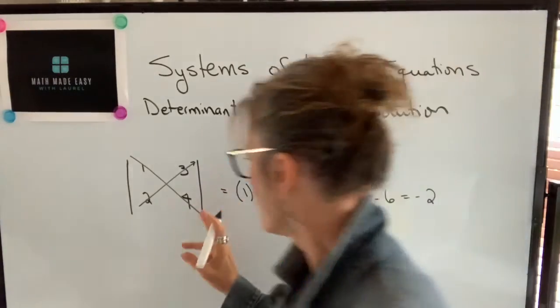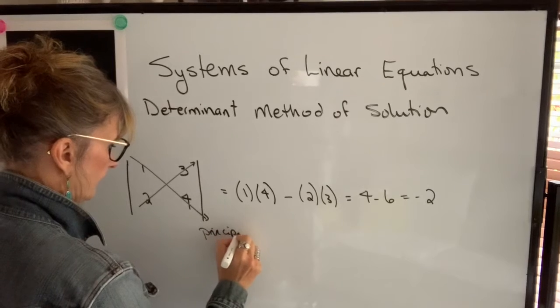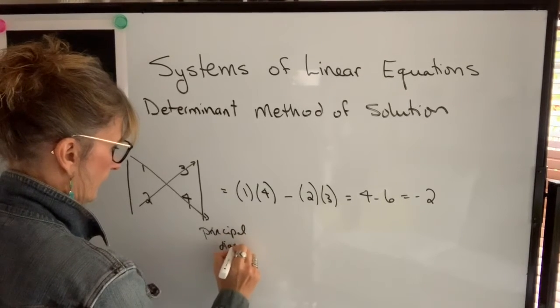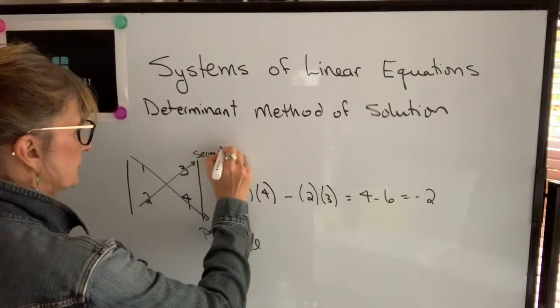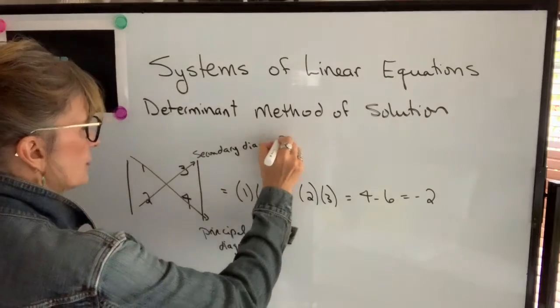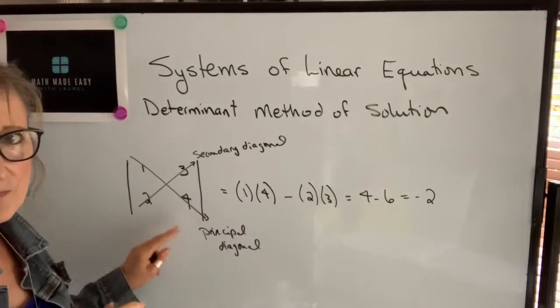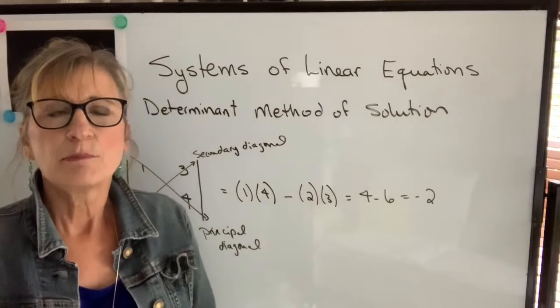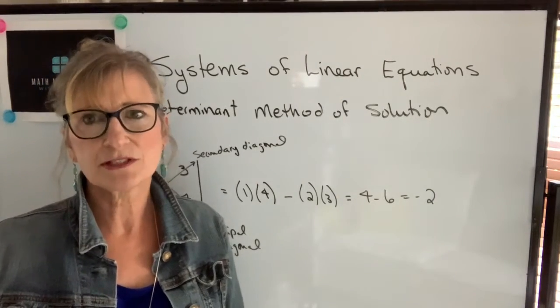I want to mention that I call this the principal diagonal. And this is the secondary diagonal. It doesn't matter so much when I have a determinant of the second order, so 2 rows, 2 columns, but it becomes more important when we get into determinants of the third order.